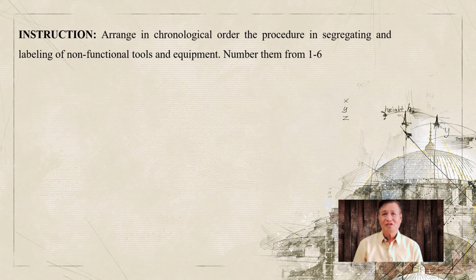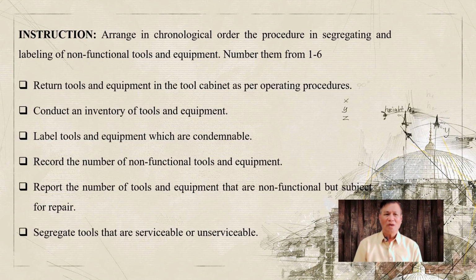Before that, get your last module, Quarter 3, Week 2. I want you to arrange in chronological order the procedure in segregating and labeling non-functional tools and equipment, number them from 1 to 6. I will give you 5 seconds to think. Are you ready? So let's begin. What do you think is the first procedure? 5 seconds starts now.